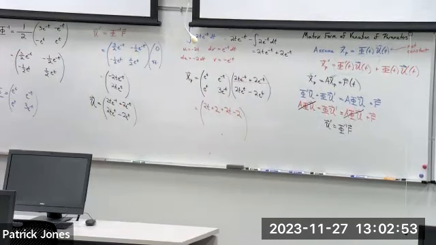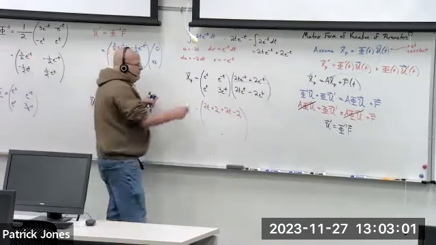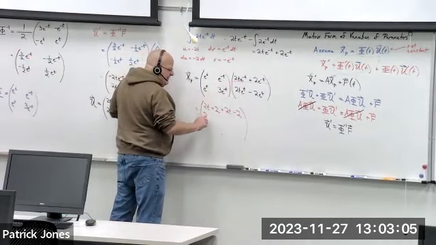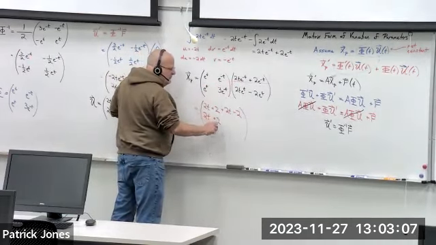All that's just the first component. So my second component, I do the same thing with the bottom row. Well, first part's exactly the same. E to the t times that is going to give me 2t plus 2.